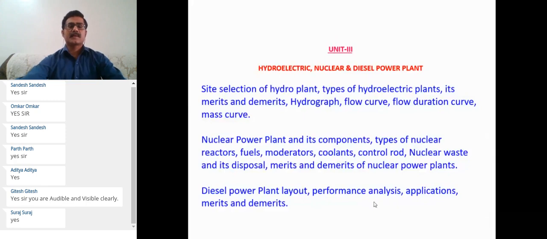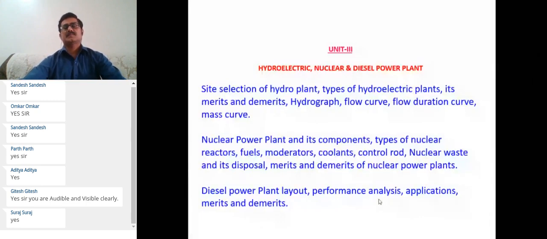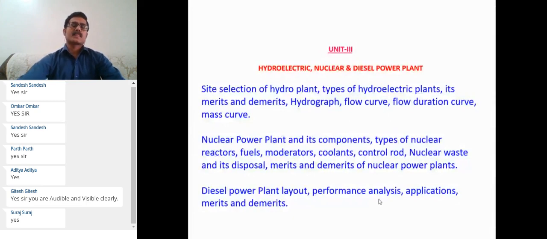The layout for the diesel power plant, how the components are arranged in the diesel power plant, their block diagram, that we will see. The performance analysis. So some calculation part, mathematical part would be involved here. Some equations would be used to determine the performance of the diesel power plant.